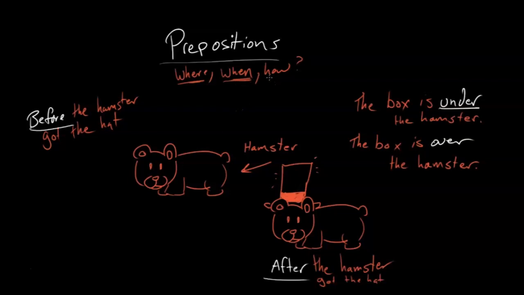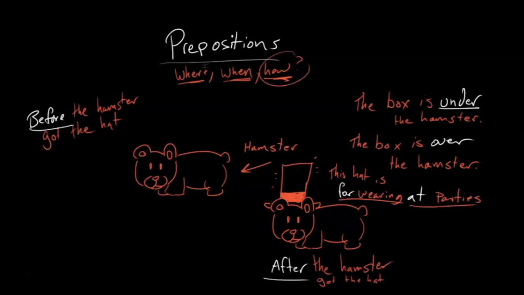But another interesting thing that prepositions can do is they can also help express how something is, or what it's for, what its use is. So we could say that this hat is for parties, or is for wearing at parties. Oh, and at also is a preposition. This hat is for wearing at parties. So this is the how, and this part is the where. So what's the purpose of the hat? Well, we established that with the word for. The hat is for wearing. And where is it supposed to be worn? At parties. That's the where.